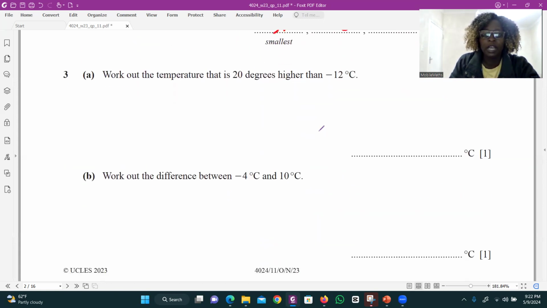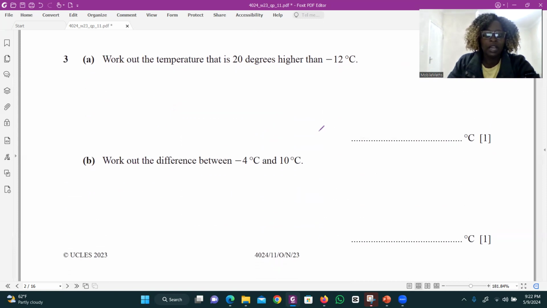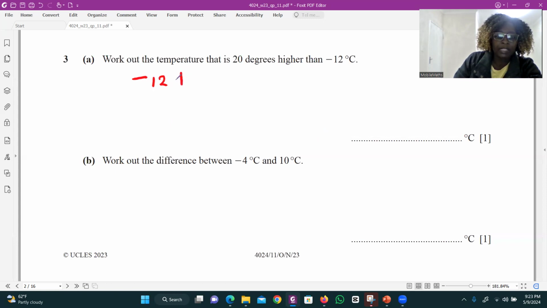Let's move on. Number 3 is saying, work out the temperature that is 20 degrees higher than -12 degrees. So the easiest way I can say is -12 plus 20 degrees, okay? So if you add here, I'm going to get an 8. So the answer here is 8 degrees.